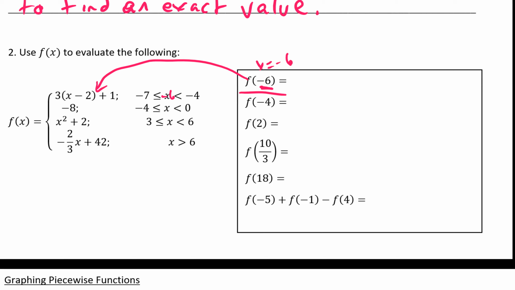So we can plug in 3 times -6 minus 2 plus 1. What is -6 minus 2? So 3 times -8 plus 1. What's 3 times -8? -24 plus 1 is -23.